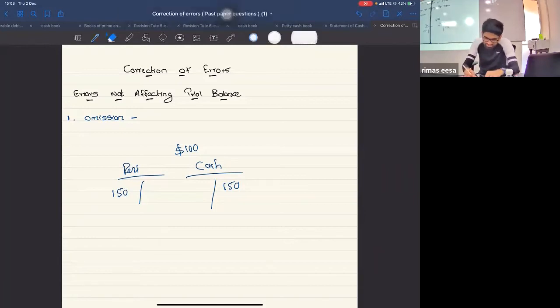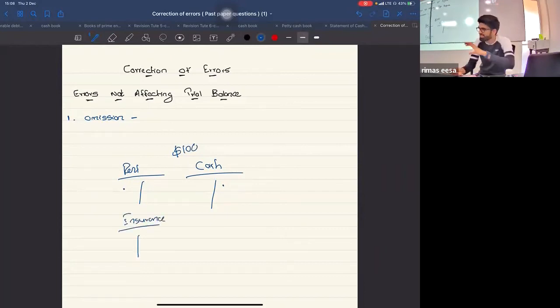If I give you another example, let's say you are paying for rent by cash $100, so you have to debit rent, credit cash, right? Imagine by mistake you do this. Without debiting the rent account, you mistakenly debit the insurance account and credit the cash account. You should actually debit the rent account and credit the cash account. What did you do? You debited the insurance account and credited the cash account. There is a mistake, no? What is the mistake? You didn't enter in the rent account.